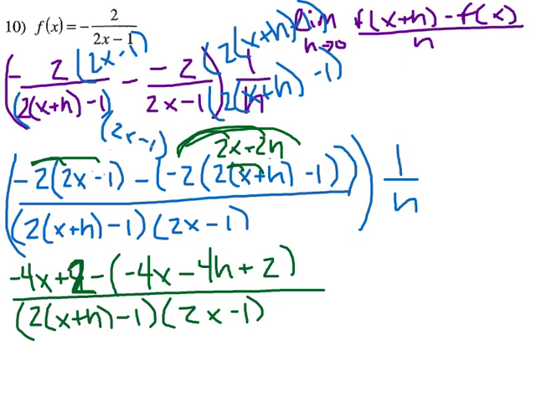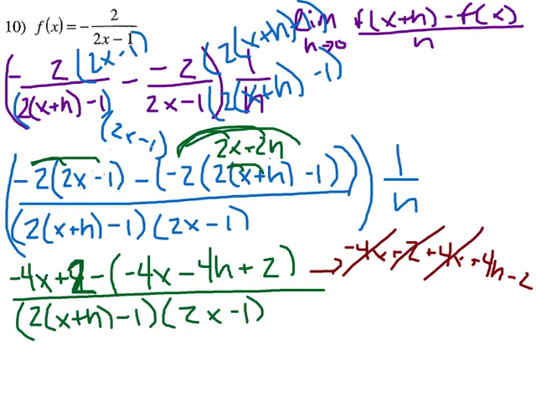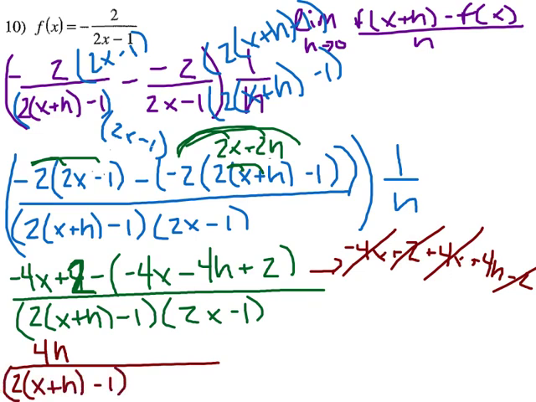So when we go ahead and distribute out in our numerator, I'm going to simplify this off to the side again. We're going to get negative 4x plus 2 plus 4x plus 4h minus 2. So we have a negative 4x, positive 2, negative 2. So we have 4h over 2 times x plus h minus 1 times 2x minus 1, and that's still times that 1 over h, so these cancel out.